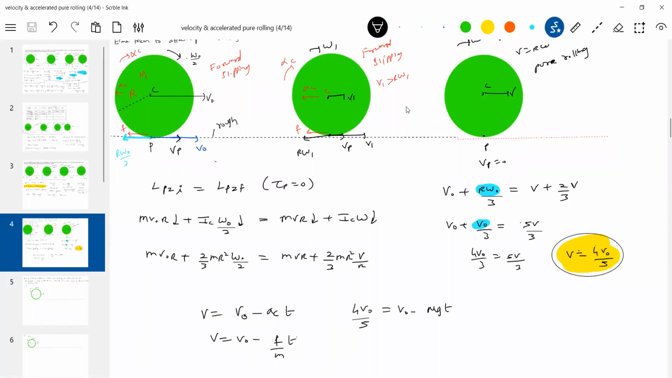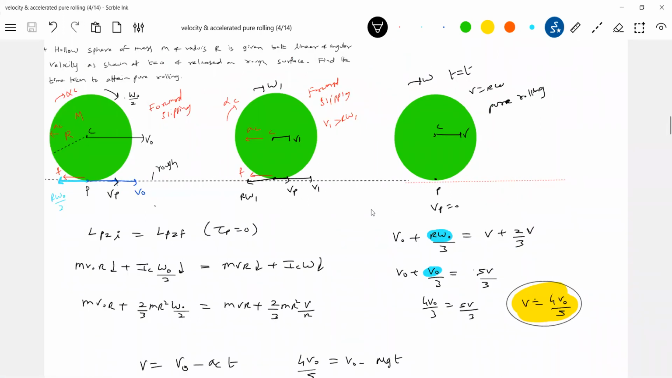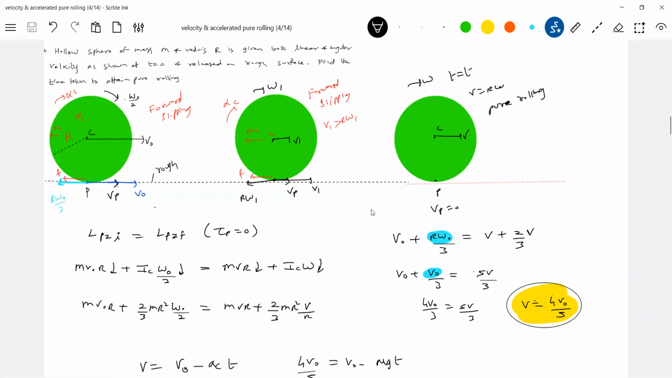Okay, now see, linear velocity given, angular velocity given, both are given. Sir, I'll make it 2 omega naught. Instead of giving omega naught by 2, I'll give this angular velocity as 2 omega naught.